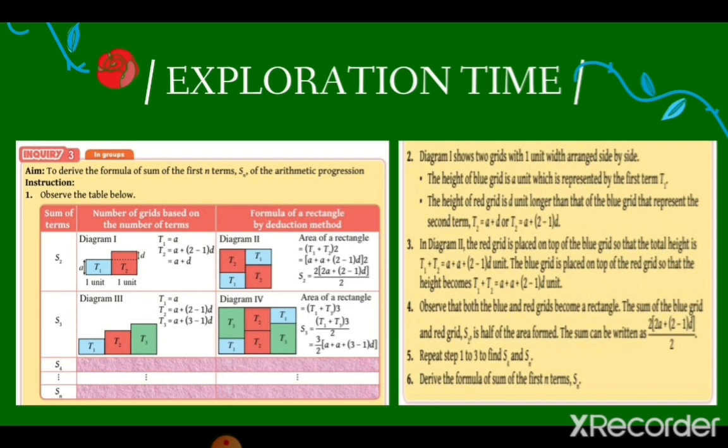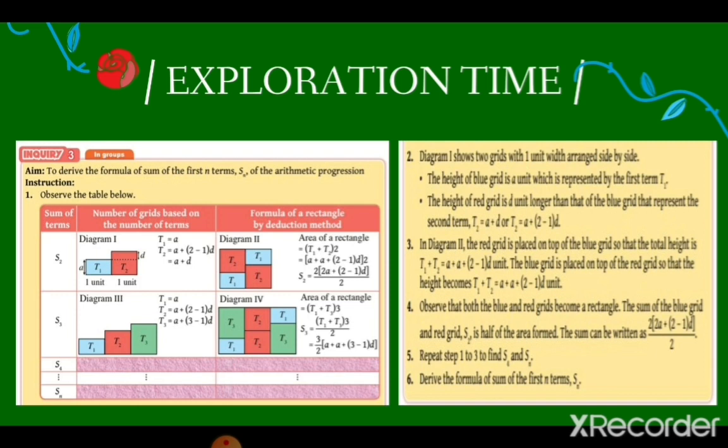From this inquiry tree activity, our aim is to derive the formula of the sum of the first n terms, which we call Sn, of the arithmetic progression. So let's observe the table below.